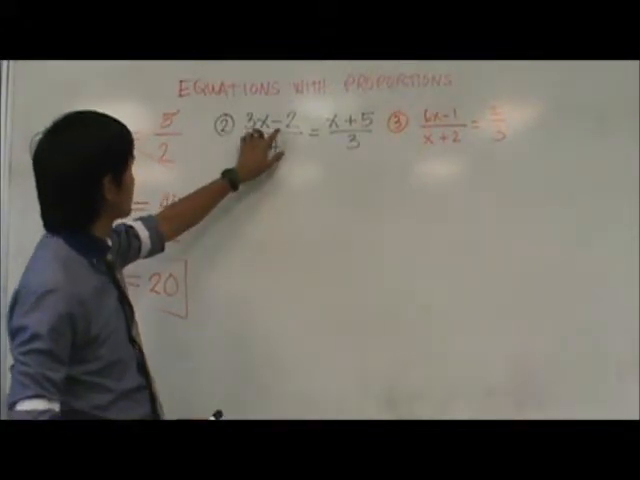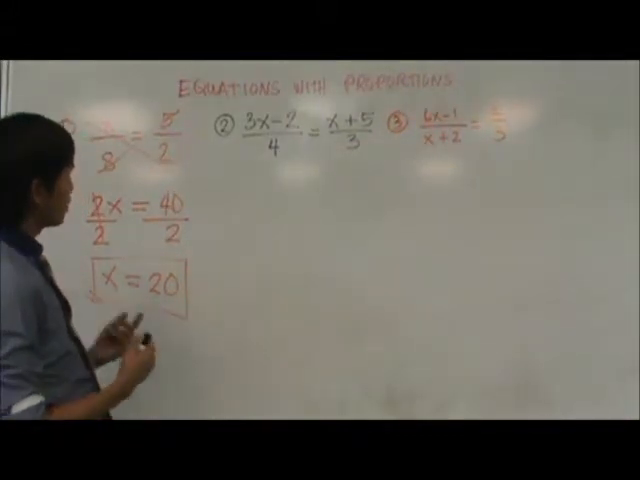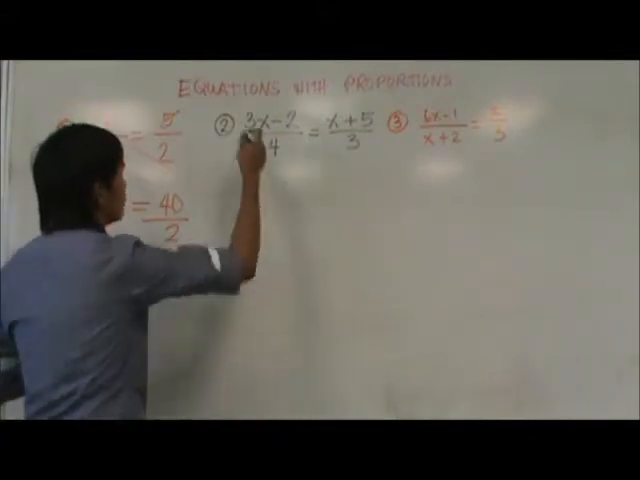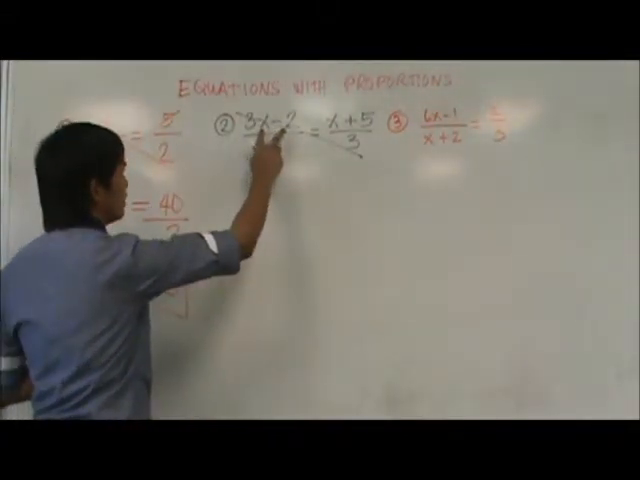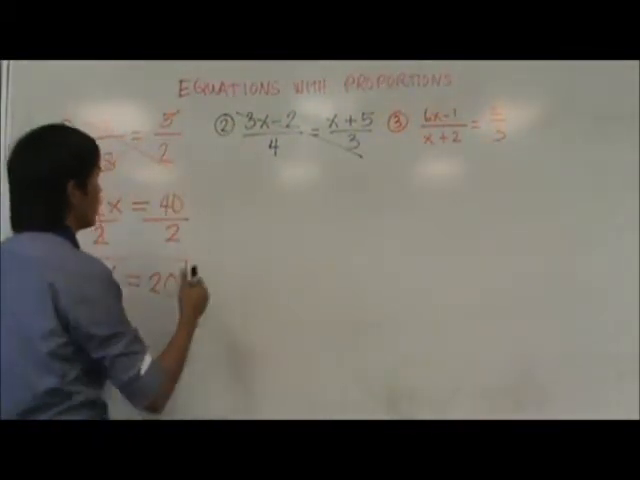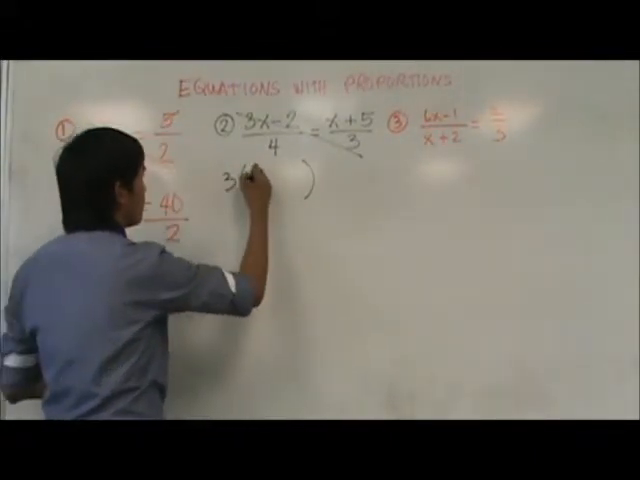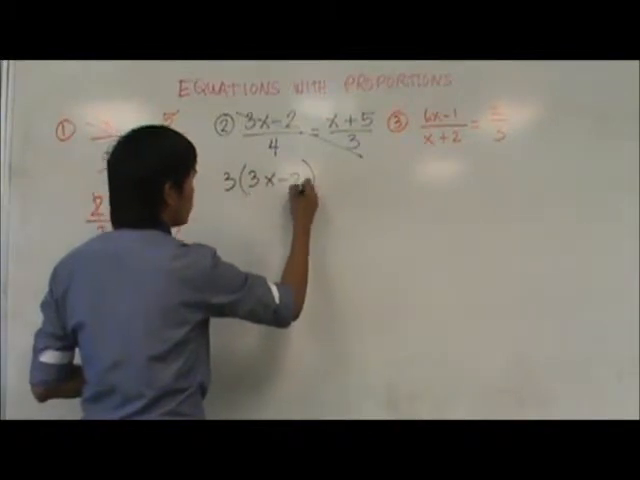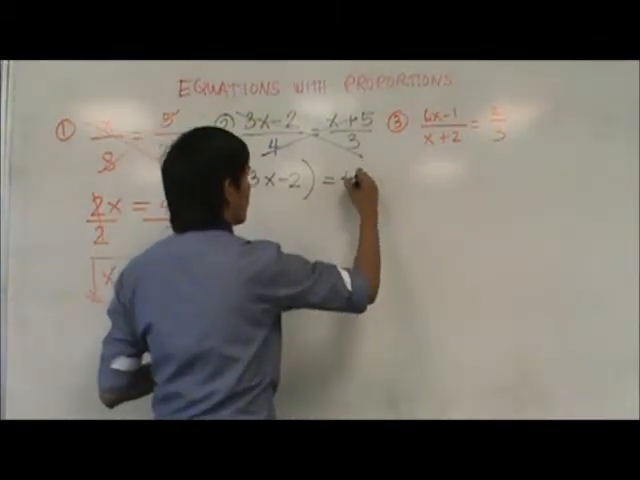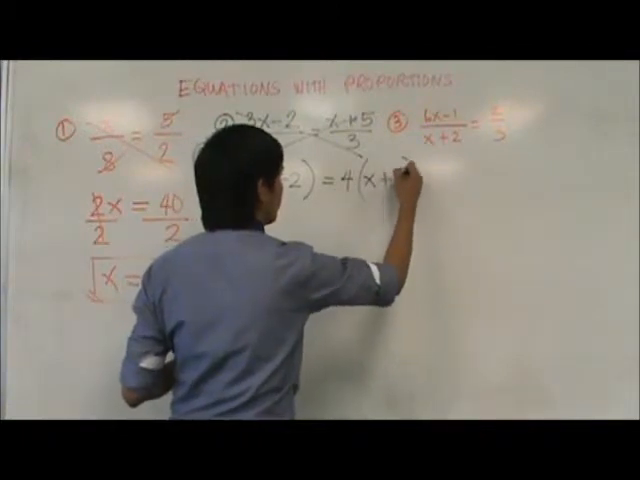So this time we have 3x minus 2 over 4 equals x plus 5 over 3. Now we're going to apply the same process here. We're going to cross multiply again. So here we have a binomial multiplied by a monomial 3. So here I'm going to put the 3 outside times the quantity of 3x minus 2. And I'm going to do the same thing with 4, and a quantity of x plus 5.